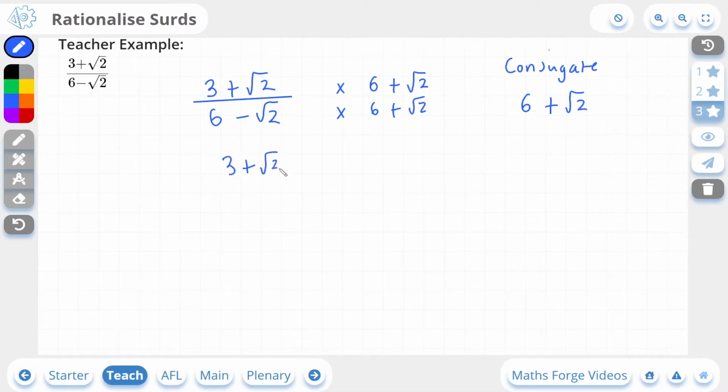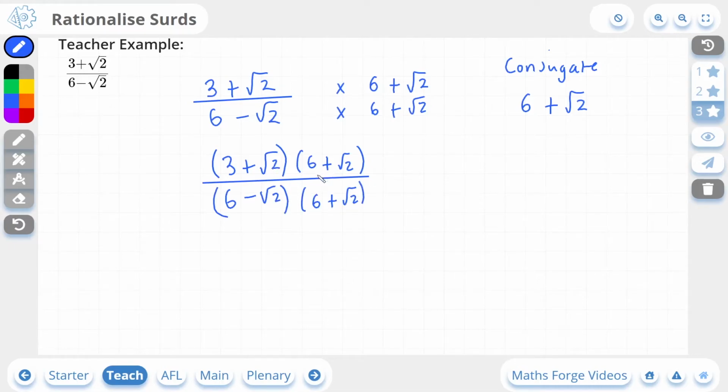So we have 3 plus root 2 on top, and I'm going to put them into brackets. So I'm going to multiply it onto this expression here, 6 plus root 2. And in the denominator, we're going to have 6 minus root 2 multiplied onto 6 plus root 2, its conjugate.